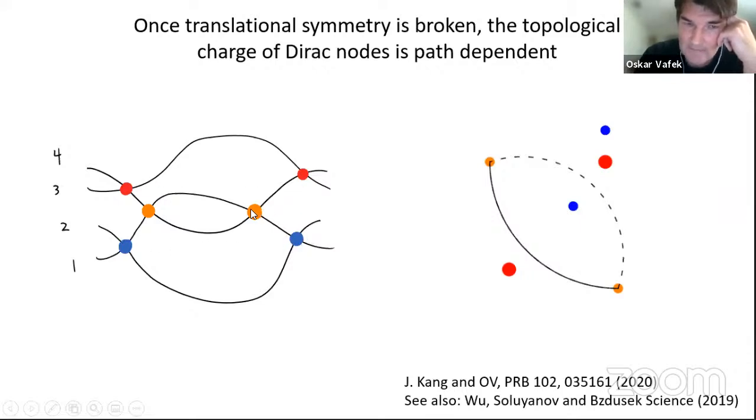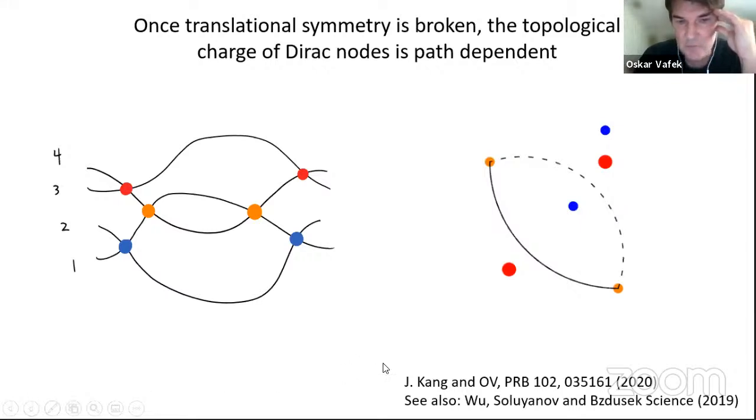Now it turns out that the topological charge of these Dirac cones actually depends on the path you take between them because of the presence of the Dirac nodes in the proximate bands sketched here. For example, you can't annihilate these nodes if you take them along this dashed curve, but if you take them along this solid curve, you can, because if you wind once around one of the nodes, the topological charge changes, and now you can annihilate.